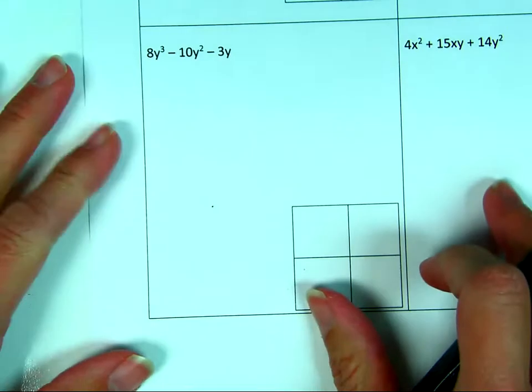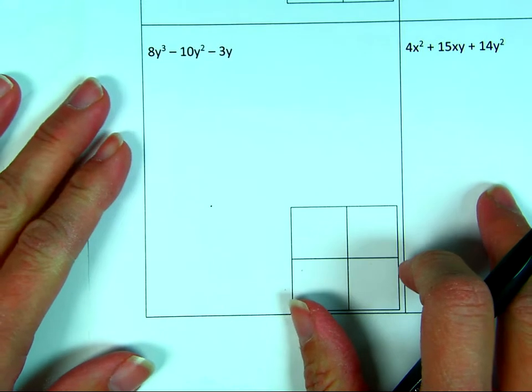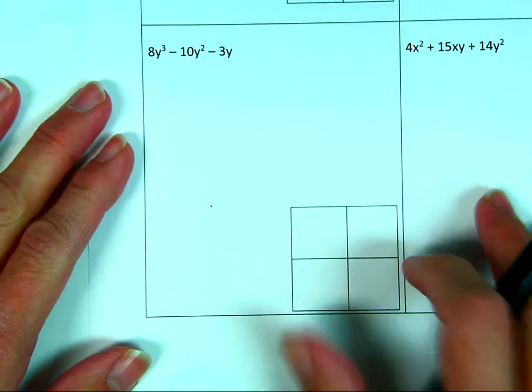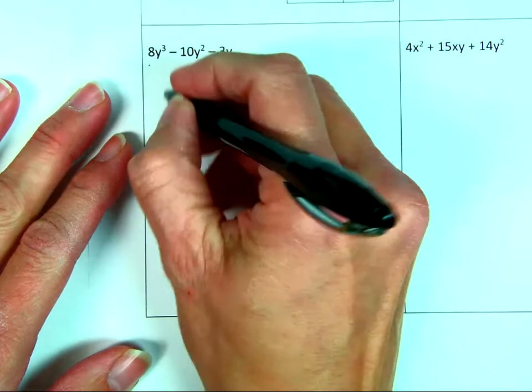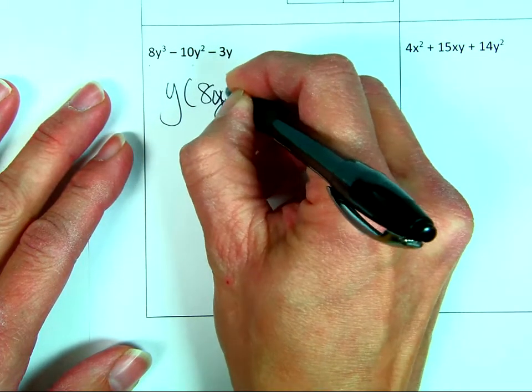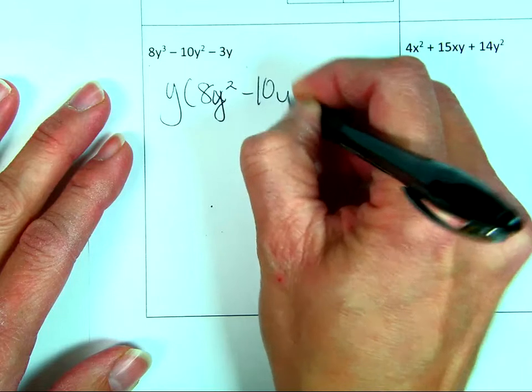Okay, so another kind that you saw had a greatest common factor, but it didn't have a number greatest common factor, just a variable one. You'll see that there's a y in each term. So I'm going to pull out a y and hopefully remember to write y instead of x.